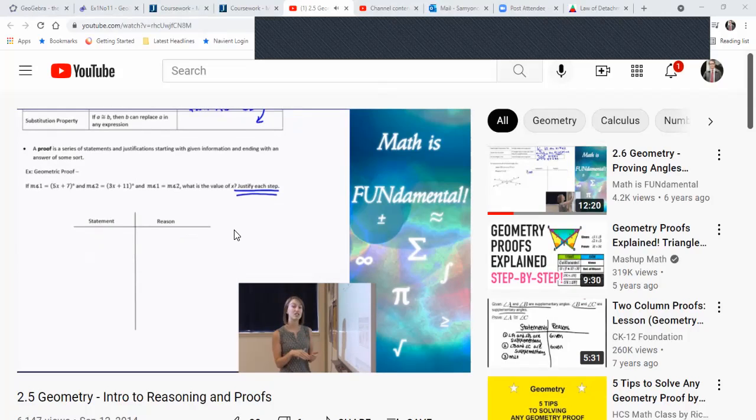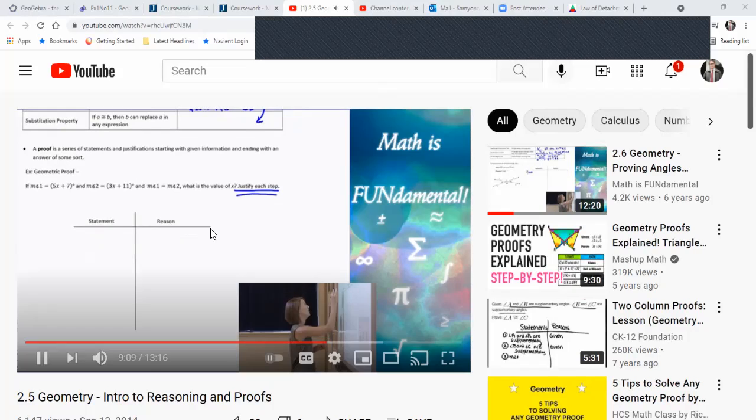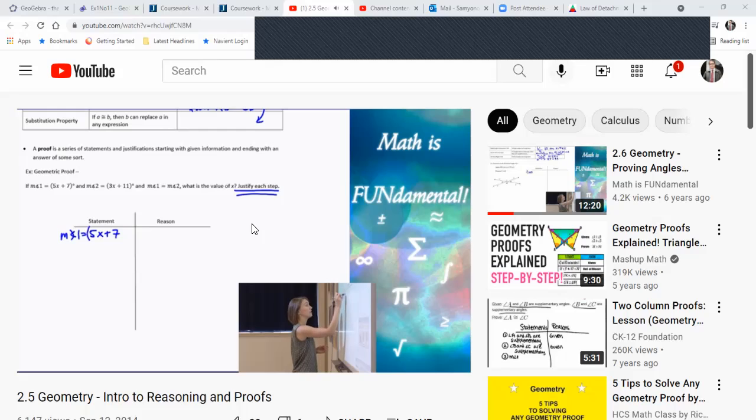So first thing we're going to do is start with the given information. So here I'm going to have the measure of angle 1 equals 5x plus 7 degrees, and the measure of angle 2 equals 3x plus 11 degrees. So we'll call this step 1.